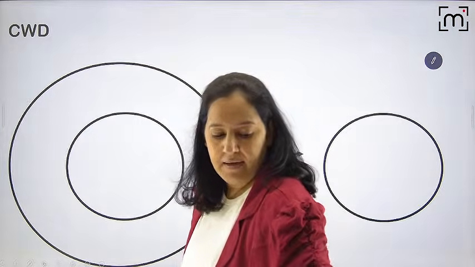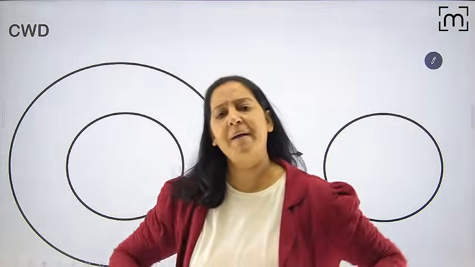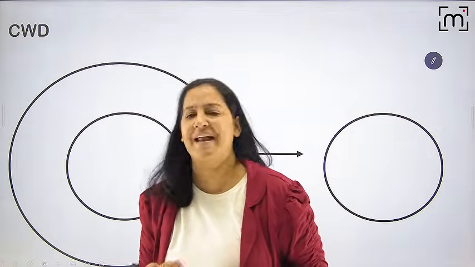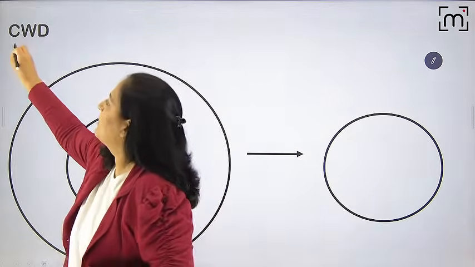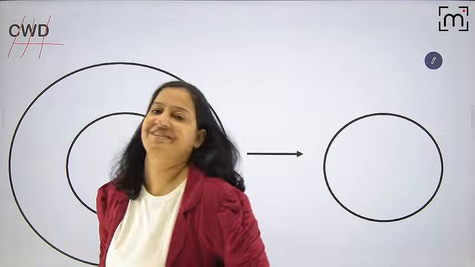Now, the next thing is CWD. I told you all bacteria have a cell wall. Tell me the bacteria that doesn't have a cell wall. Only one bacteria has not been given a cell wall. Name that bacteria. Mycoplasma. But artificially, we can remove the cell wall in many bacteria, and cell wall deficient bacteria are known as CWD. What is the full form of CWD? Cell wall deficient form.